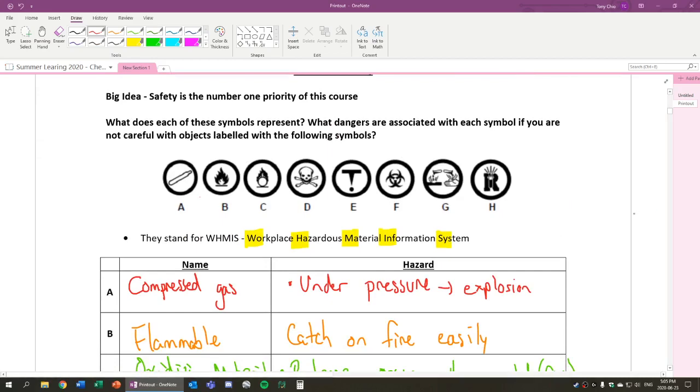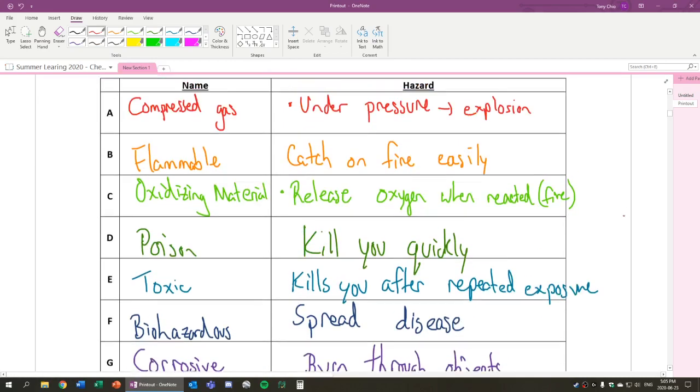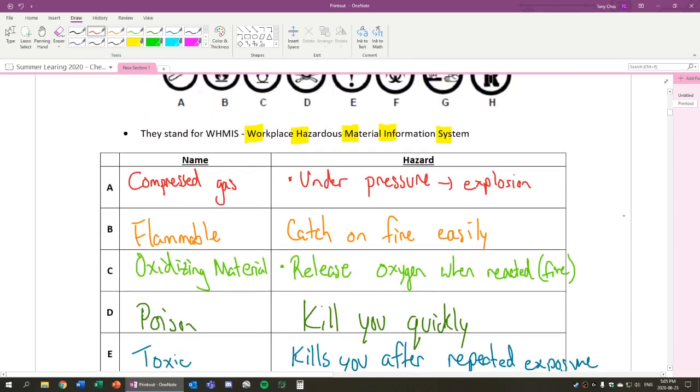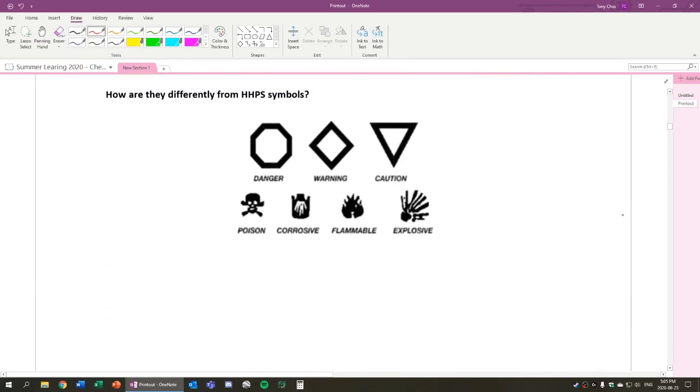But of course, these are symbols that you don't see at home. You see these in labs and in commercial settings, because at home we have what we call the Hazardous Household Product Symbols, the HHPS.